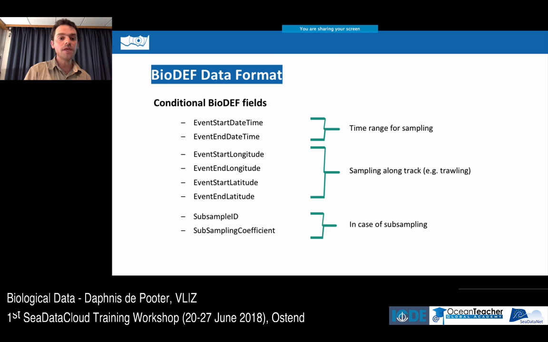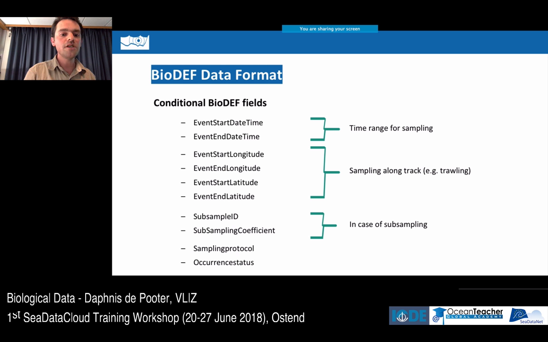In case you have subsampling, then your subsample ID and subsample coefficient are mandatory. Subsample coefficient means which percentage of the entire sample is taken by your subsample. So, for example, if you're beam trawling and you find 1,000 times one particular animal, then maybe you don't want to count all 1,000. You say, okay, I'm only counting a quarter, and then the subsample coefficient would be 0.25 because you only looked at a quarter of the sample.